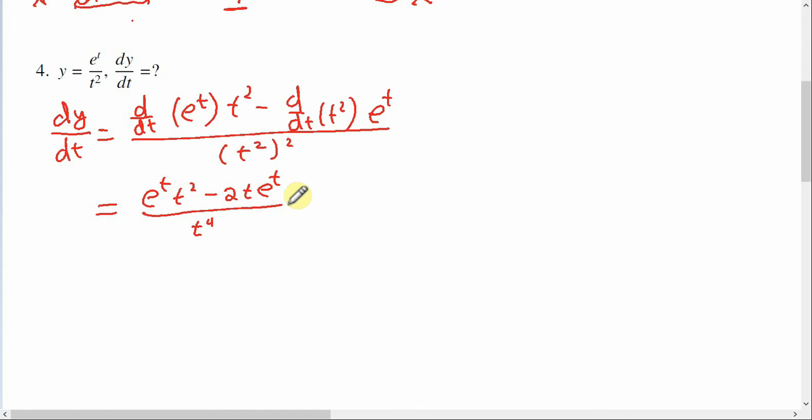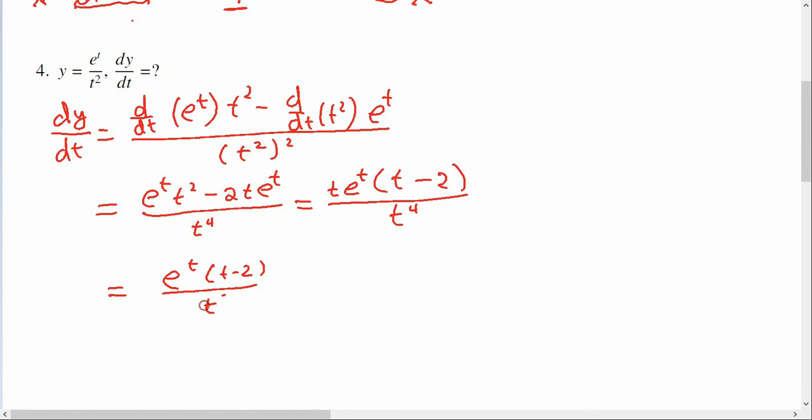And then to simplify this, I can factor out a t and an e to the t, so I'm going to do that. I'm going to factor out t along with e to the t, and here's what's left. In this first one, I'll just have a t left. The second one, I'll have 2. That's divided by t to the 4th. And I can cancel one of these t's. This will give me e to the t times t minus 2 divided by t cubed. And there's my fully simplified derivative of that quotient.